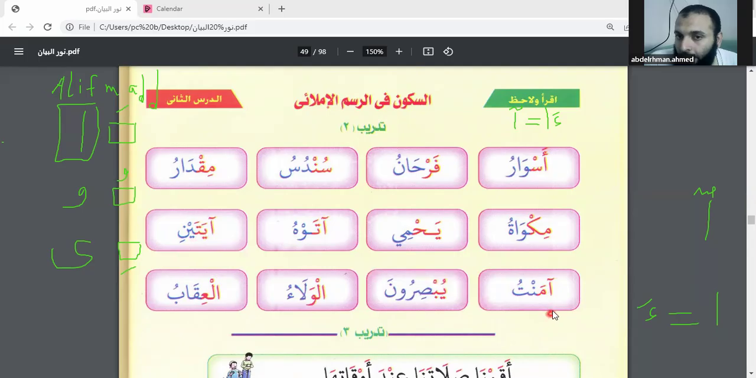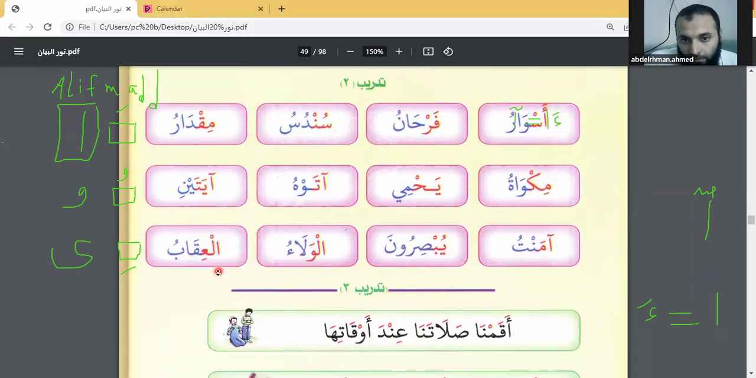ayataini, amantu, yubsiruna, الولاء، العقاب. Next one.